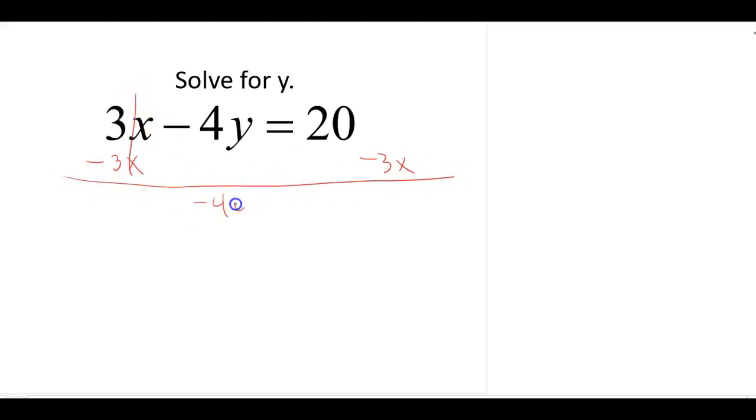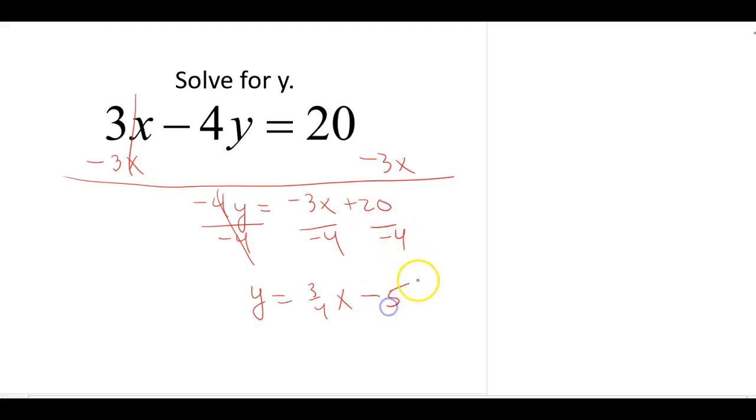I get negative 4y equals negative 3x plus 20. Remember, those are not like terms. Then I'm going to divide everything by negative 4. And then I simplify. So y equals 3/4 x. Then 20 divided by negative 4 is negative 5, so it's minus 5. Okay, a lot of these problems are the very same. Undo addition and subtraction, then undo multiplication and division.